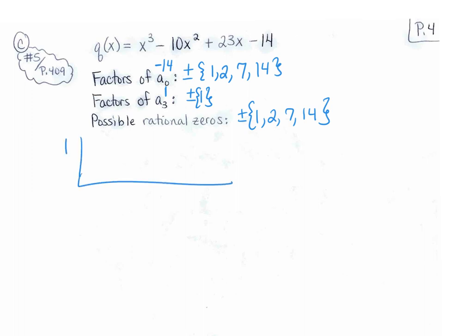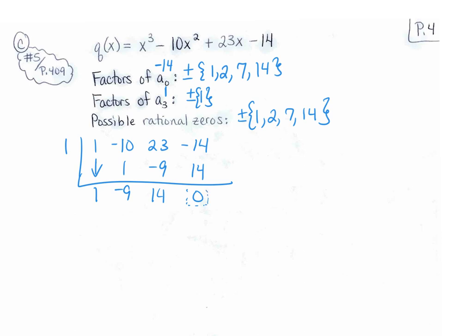You synthetically divided. What was your first row? Bring down the 1. Good. So when you synthetically divide, you bring down your 1. Keep going. 1 times 1 is 1. -9 times 1 is -9. 14. Good. So that's your remainder.